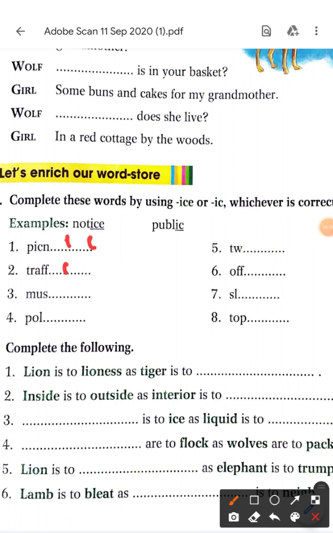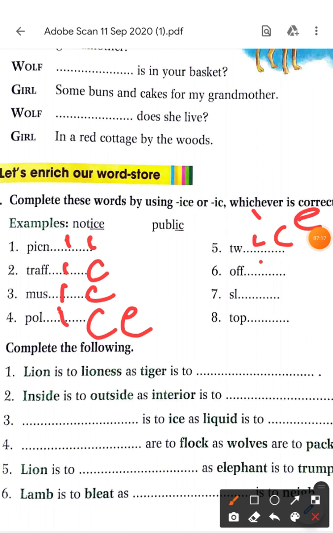Picnic, traffic, music, police, ICE. TWICE. Twice. Off, office. SLICE. A slice of bread, a slice of mango. TOPIC. Topic, heading. Very nice.